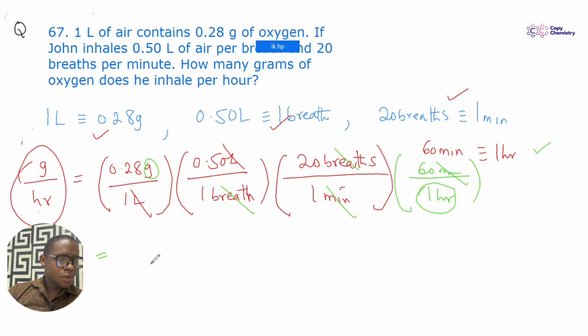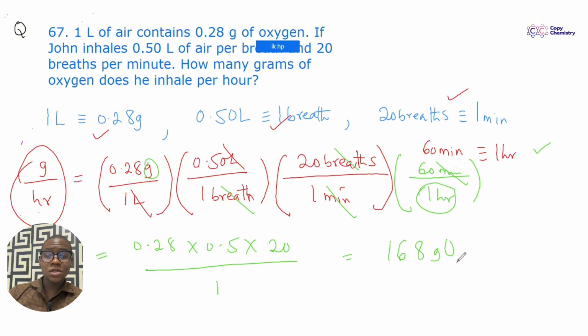So shall we multiply? That should be 0.28 multiplied by 0.5 multiplied by 20, and then you divide it by 1 times 1 times 1, which is already 1. You do all this and you get 168 grams of oxygen, that's O2, per hour. So that's how many grams of oxygen he inhales per hour.